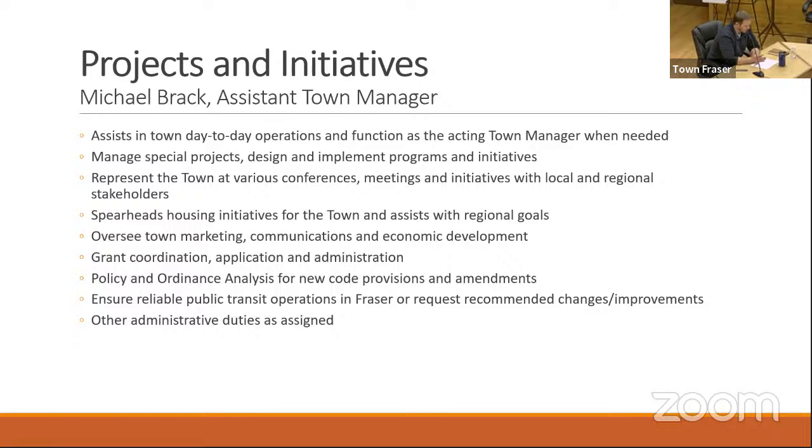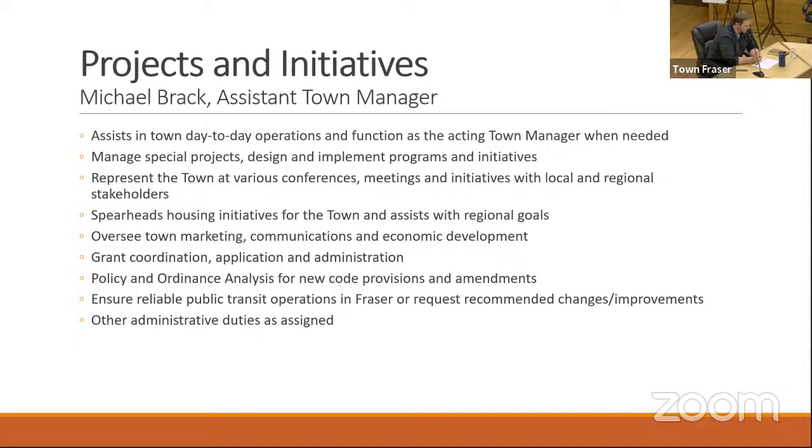As far as the roles and responsibilities that I do, you can kind of see some of the bullets here. I do assist in the regular day-to-day operations that's needed. There's all kinds of different issues and challenges that can come up any given day, which keeps things exciting. And also I will be the acting town manager as needed.